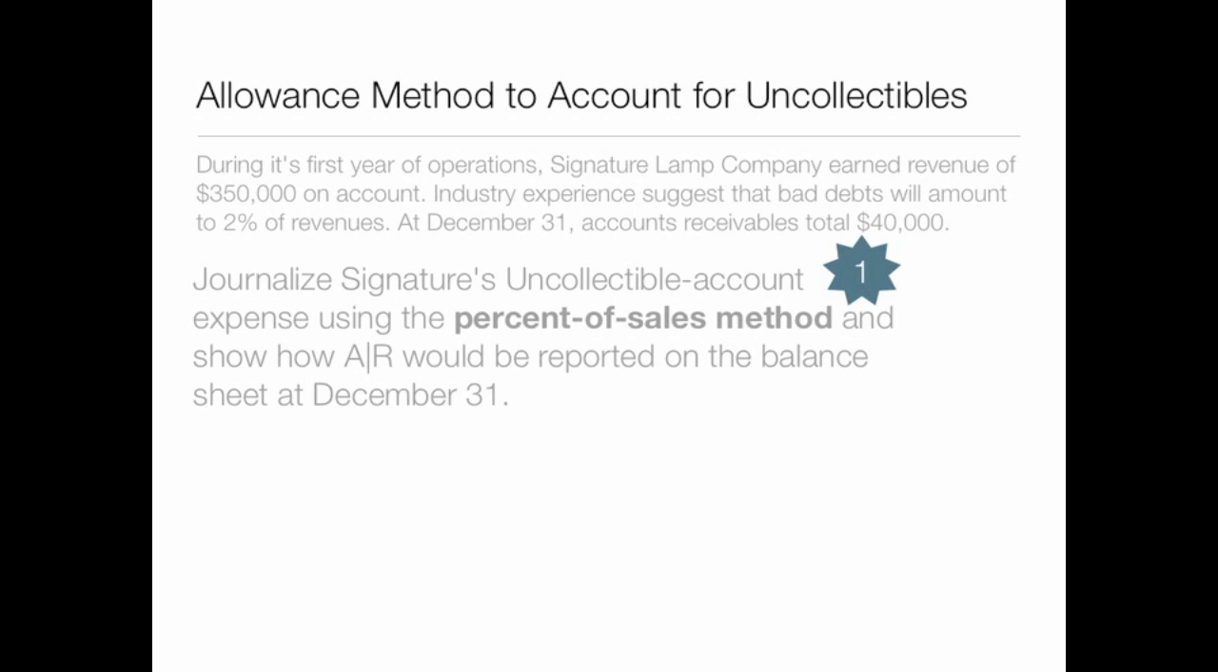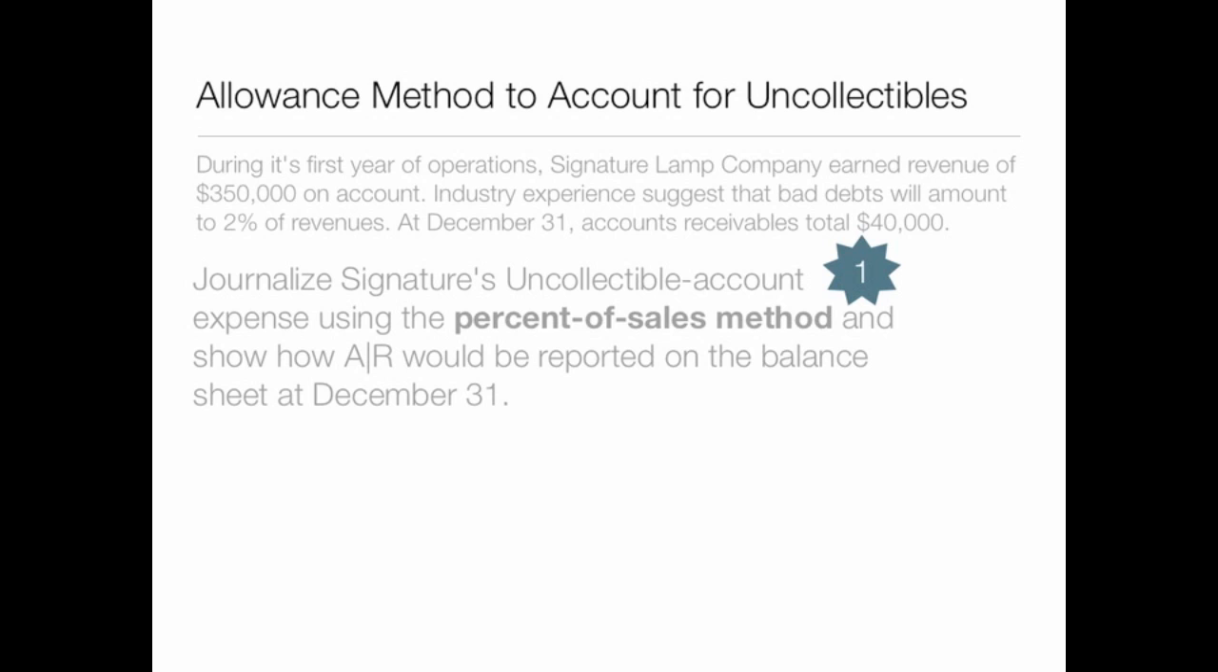During its first year of operations, Signature Lamp Company earned revenue of $350,000 on account. Industry experience suggests that bad debts will amount to 2% of revenues. At December 31st, accounts receivable total $40,000. Journalize Signature's uncollectible account expense using the percent of sales method and show how accounts receivable would be reported on the balance sheet at December 31st.